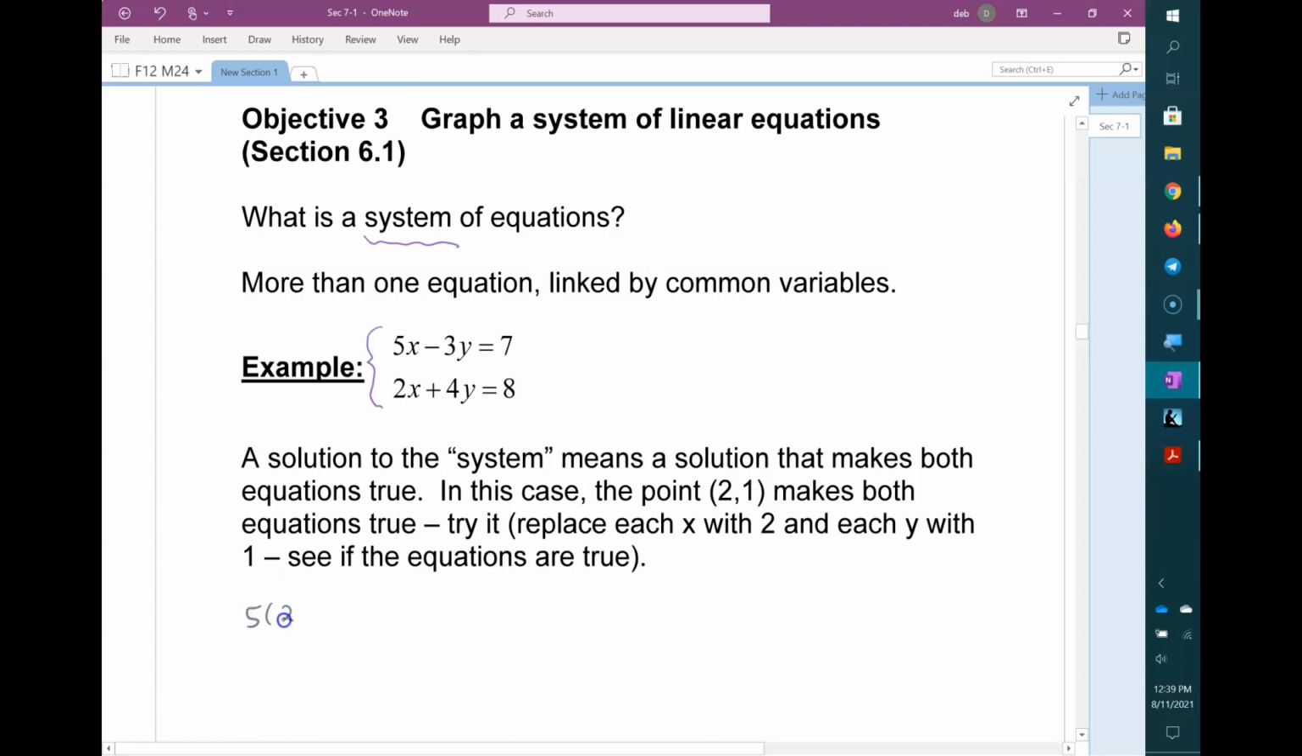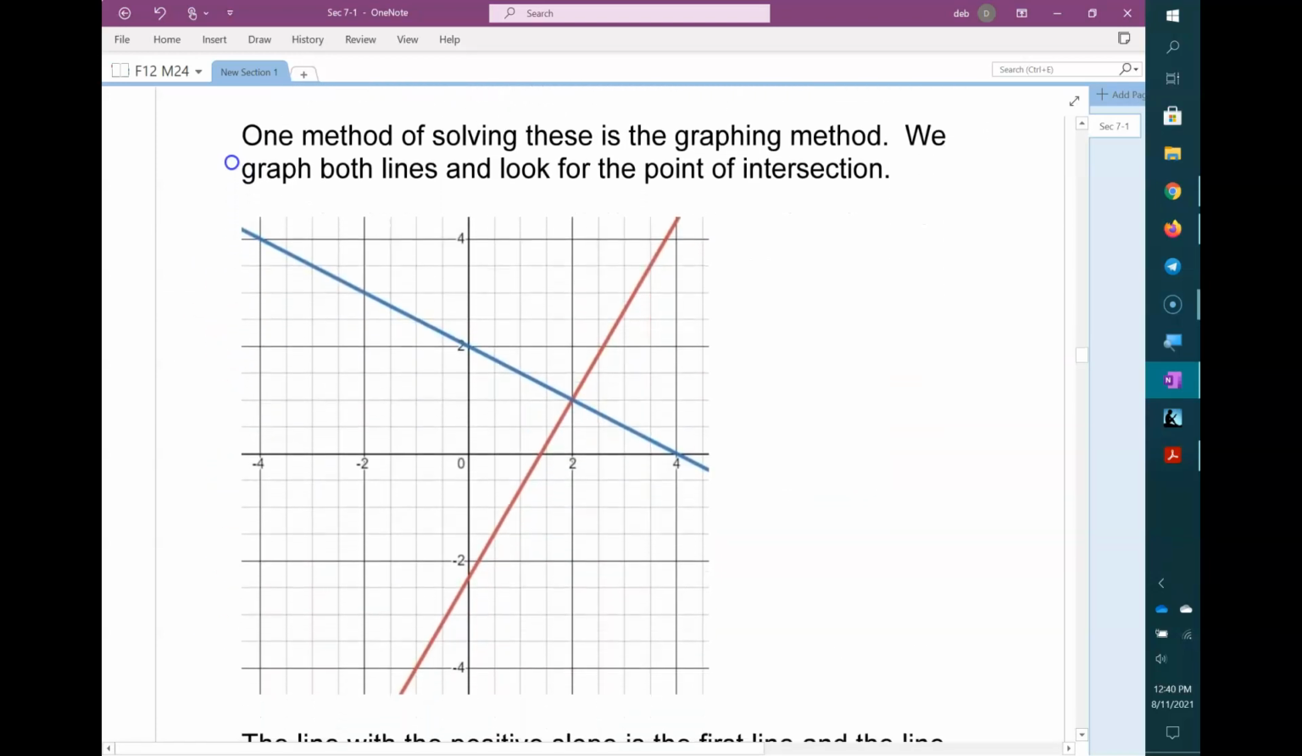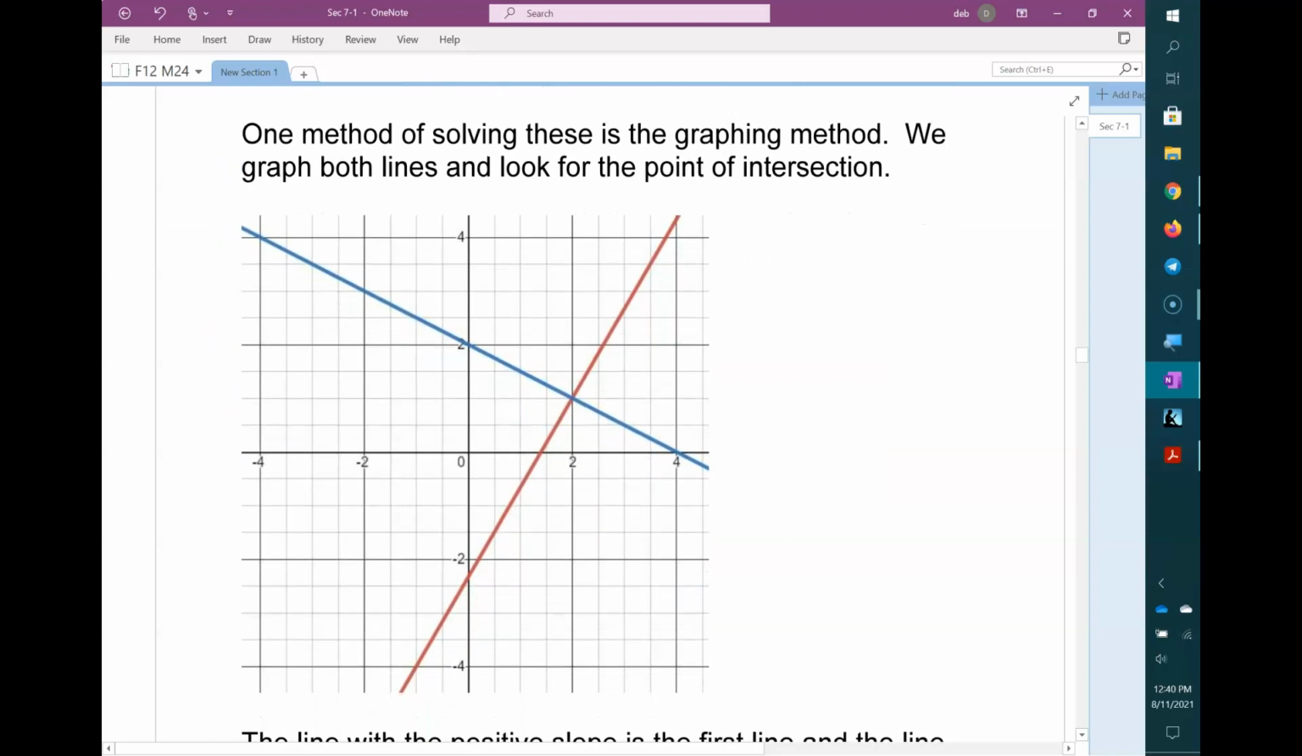But let's try it. If I put 2 in for x and 1 in for y, yep, I get 7 in the first equation. And if I put 2 in for x in the second equation and 1 in for y, I get 8. So the point (2, 1) is called a solution to the system. The single point, one object, a dot on a graph, (2, 1), is the solution to this system. Well, one way of finding the solution is the graphing method. We graph both of the lines and look for the point of intersection.